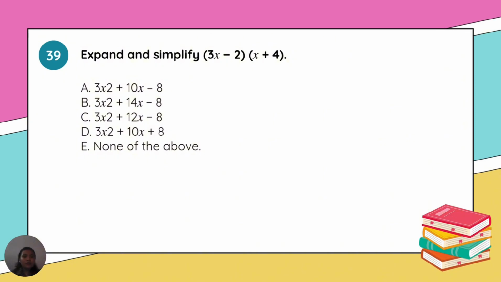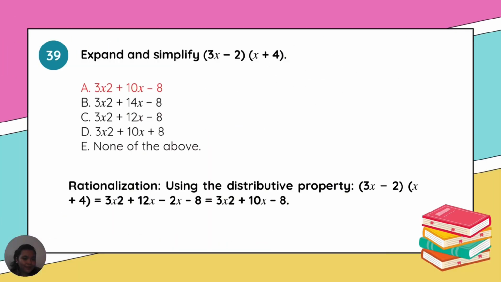Letter B, 3x squared plus 14x minus 8. C, 3x squared plus 12x minus 8. And D, 3x squared plus 10x plus 8. And E, none of the above. So just to clarify, that 2 here is an exponent, okay? So the answer is letter A, 3x squared plus 10x minus 8.